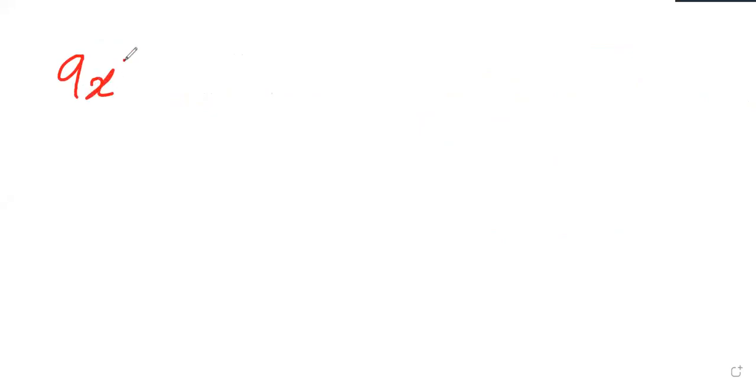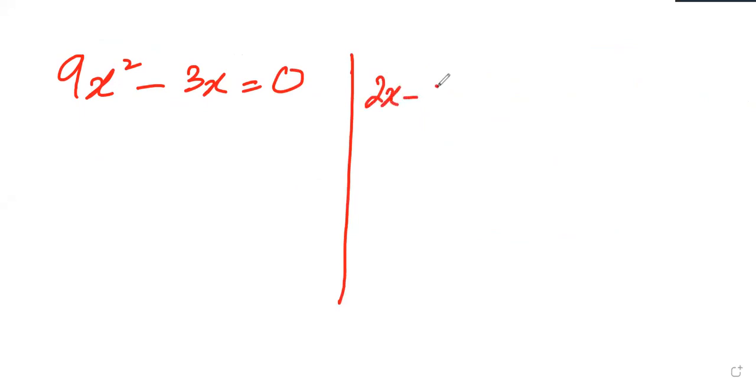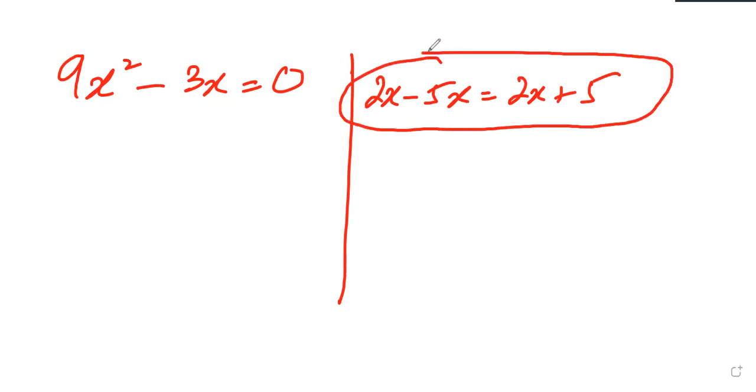Yes, sir. Now 9x squared minus 3x equals 0. And look here, guys, 2x minus 5x equals 2x plus 5. So guys, I'm writing two equations on the screen. This equation does not have a quadratic term. They do not have a quadratic variable. What is this variable? X power 1. What is this variable? X power 1. What is this variable? X power 1. So all the variables are linear.